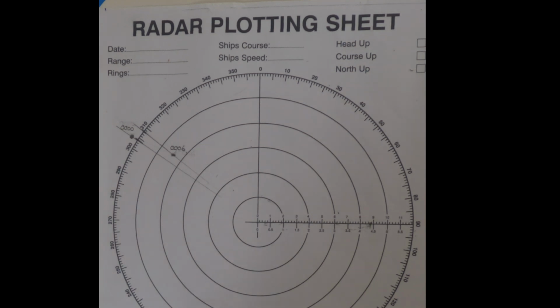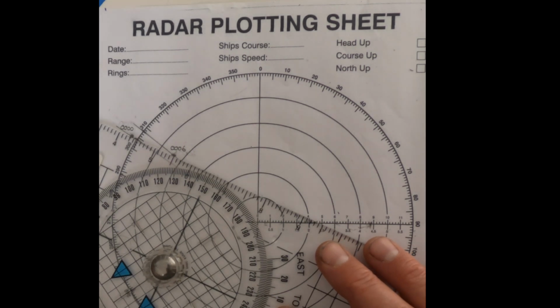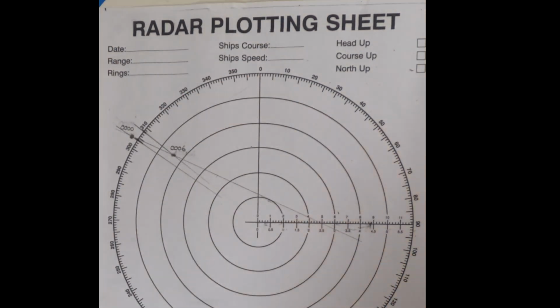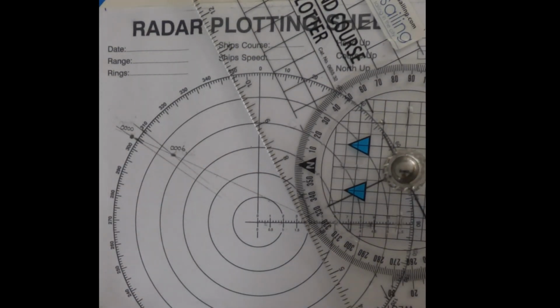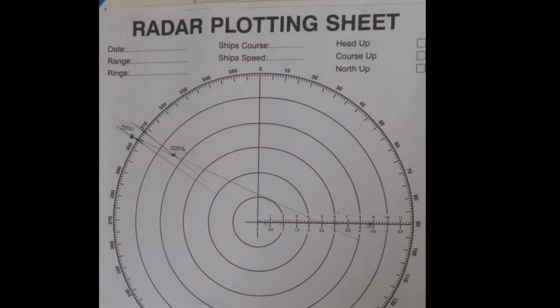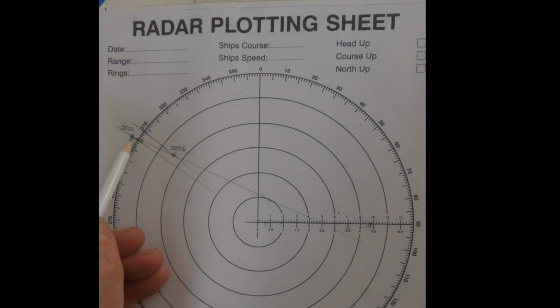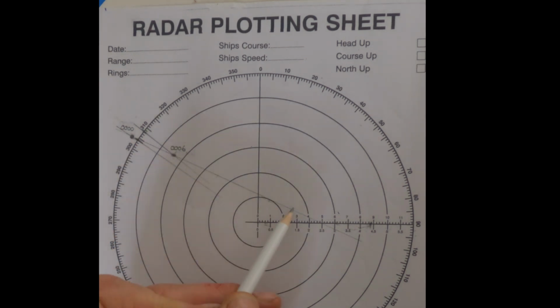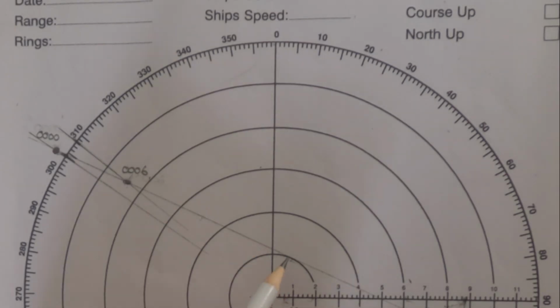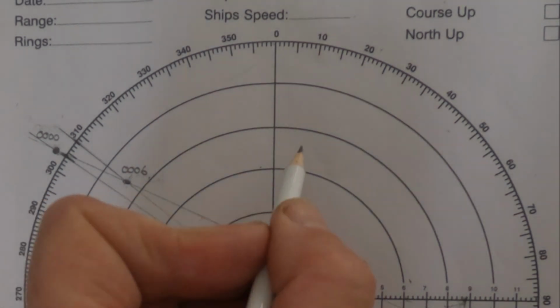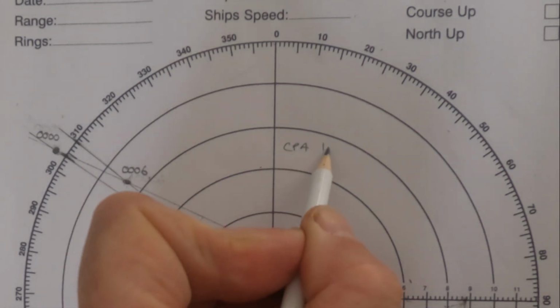If we join those two together, assuming we're going to do the same course and speed, we can find out our CPA and our TCPA. For the CPA, we join them together. There we are, just 6 minutes after our initial contact. Join the two lines together, assuming we do the same course and speed and they do the same course and speed. We're bang on here, which is 1 mile. So 1 nautical mile will be our CPA.